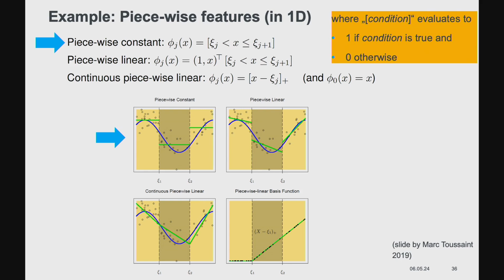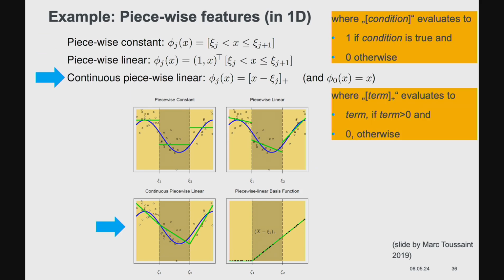Now, here I still have these jumps. I can do still better by saying I'm interested in a continuous piecewise linear function. Now, for a continuous piecewise linear, I change this feature function again, and now I return x minus zeta j for the j-th feature function component, and I return only the positive part of it. So the term in square brackets with a plus evaluates to the term if the term is larger than 0, and 0 otherwise. So if it's below 0, I cut it away.